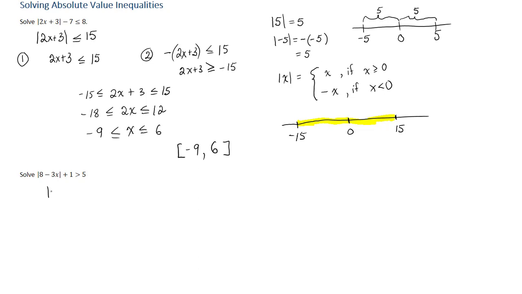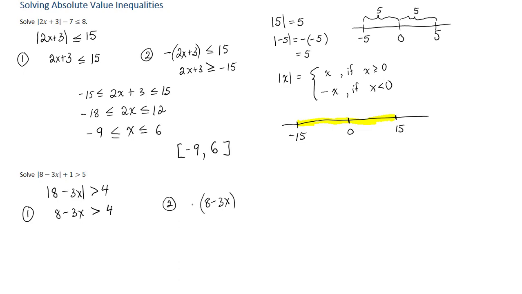Again, in this one, we have to isolate the absolute value quantity, meaning that we need to subtract 1 from both sides, giving us the absolute value of 8 minus 3x has to be greater than 4. Just like before, if we consider two cases, 8 minus 3x could be positive. So that means it would stay the same, and we're solving 8 minus 3x is greater than 4. Or we could have a second case if 8 minus 3x is negative.